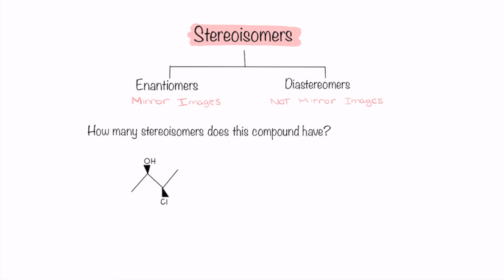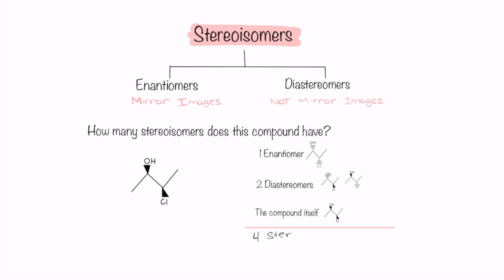So what if your professor gives you a question like this? How many stereoisomers does this compound have? So throughout this whole video, we determined that this compound has one enantiomer, which we drew in 2 different ways, 2 diastereomers, and last but not least, the compound itself belongs to the same group of stereoisomers. So if we tally those all up here, we see that this compound has 4 stereoisomers.